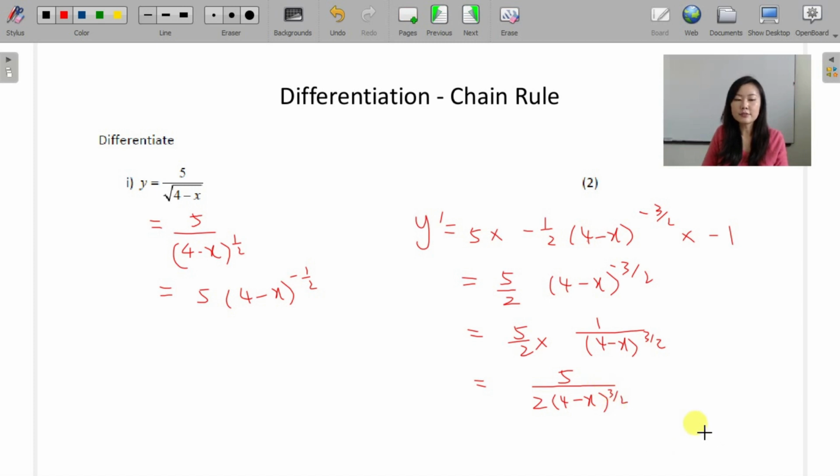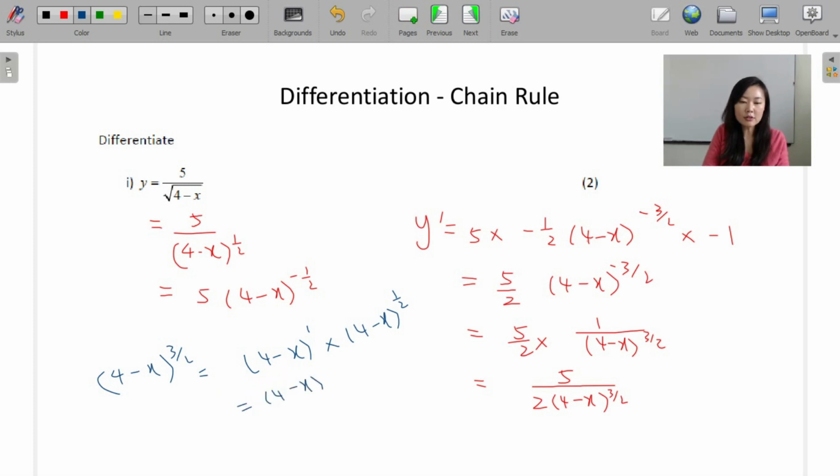Or alternatively, I just want to talk about 4 minus x, let me use a different color. 4 minus x to the power of 3 on 2 is 4 minus x to the power of 1.5, right? Indices law, yeah? 1 plus a half gives you 3 on 2. So quite often you can also write it like that as well.